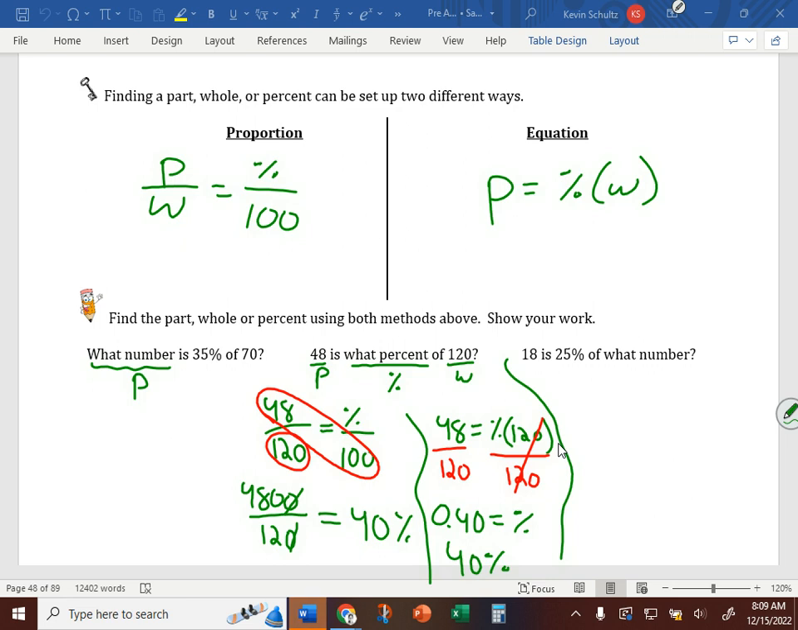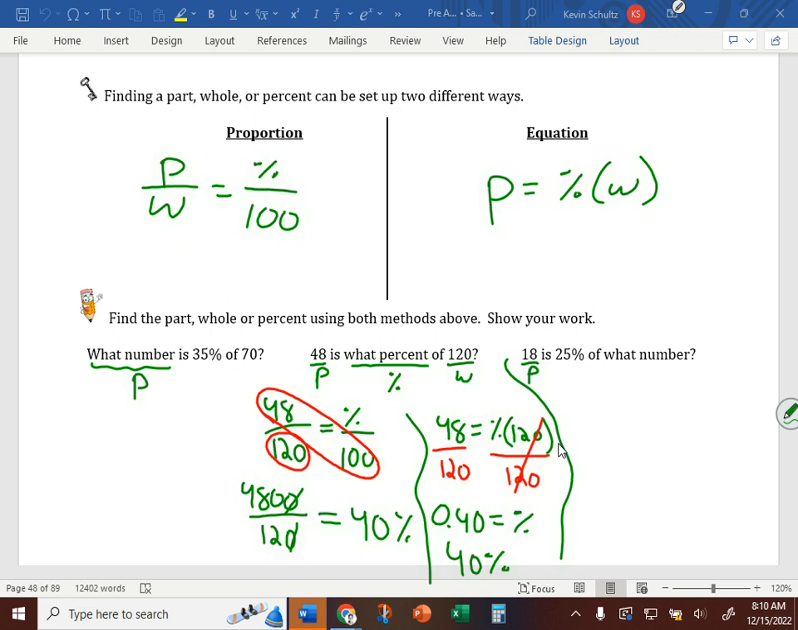The last one, 18 is 25% of what number? Let's pick out our part, our whole, our percent. What are the pieces? William. Part is 18. How do you know that? Because it says is. Oh, so you've kind of picked up on the fact that the word of kind of goes along with the whole. The word is seems to oftentimes go along with the part. That's not as common as of with the whole, but you are correct. Is will typically go along with the part.